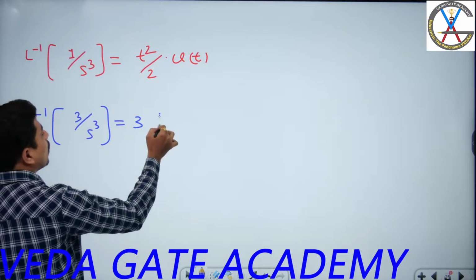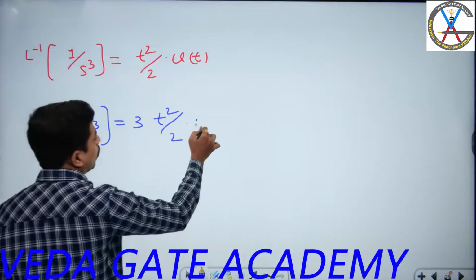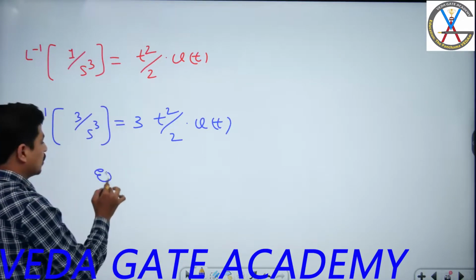Now what is the inverse Laplace of 3 by s cube? 3 keep outside. 1 by s cube means what? t square by 2 into u of t. An example, please.